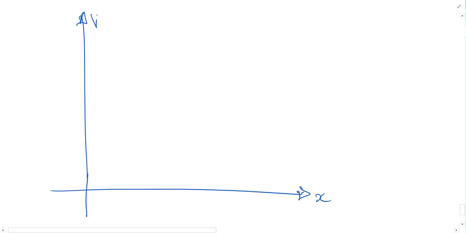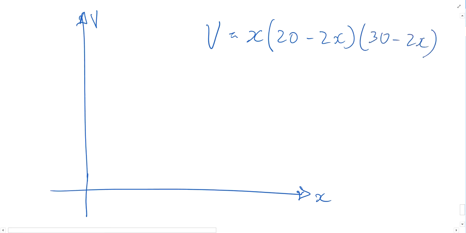If we choose volume, can you plot a graph of volume against x? Do you have an equation for volume relating to x? So V equals x multiplied by 20 minus 2x multiplied by 30 minus 2x. Do we have the equation? Yes, we have. So can you plot? You can plot. Yeah, it's going to be cubic. It is going to look like this. Everybody knows how to plot a graph. You will get something like this. It is not a parabola.